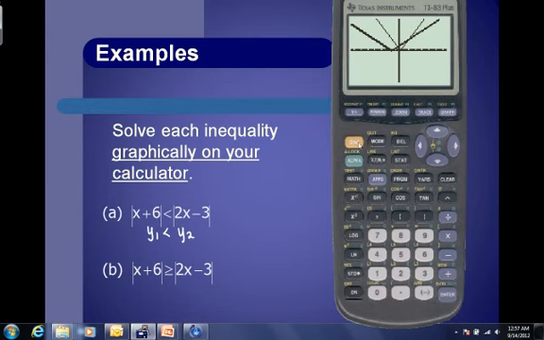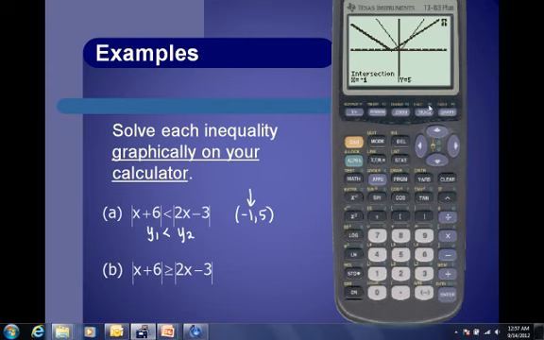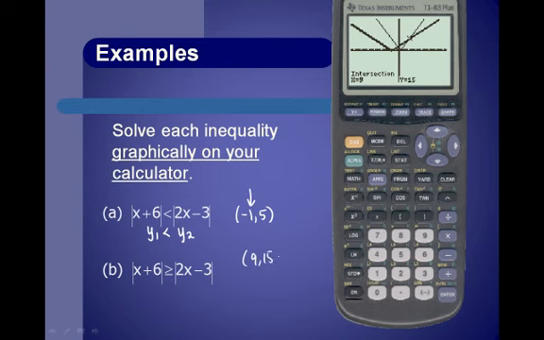So we are going to do second trace, number 5, enter, enter, enter for the first curve. So our first one is x is -1, y is 5. So our first point of intersection is -1. For our second point of intersection, second calc number 5, enter. Remember, we're going to move our cursor over closer to the other intersection. So the second intersection is 9, 15. So the two solutions for x values are -1 and 9.